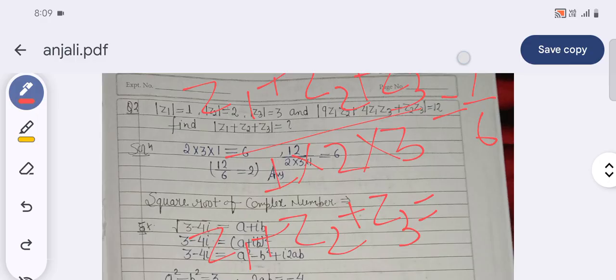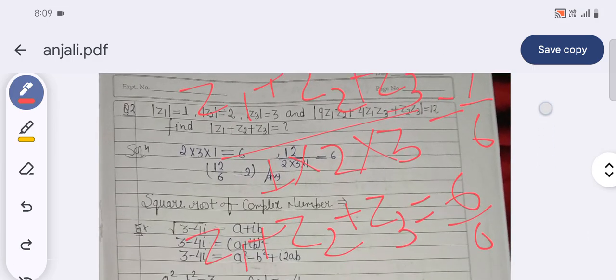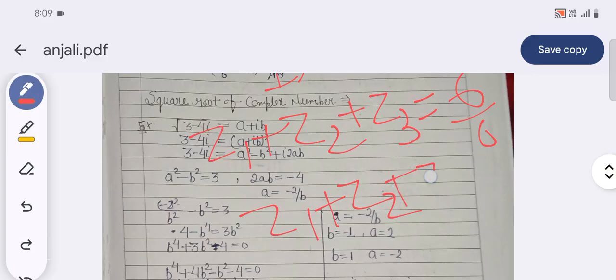Okay, and we will use cross multiplication. So this will be 6 upon 6. So mod of z1 plus z2 plus z3 is equal to 1. Okay. So what is the value of mod of z1 plus z2 plus z3? It is 1. It is clear?